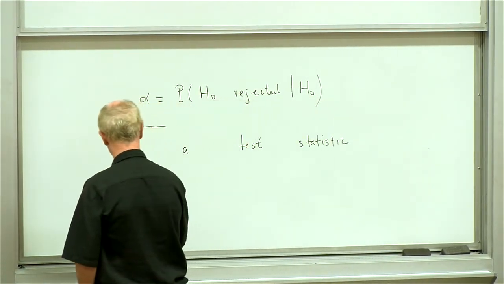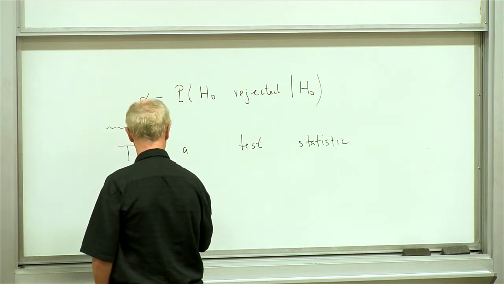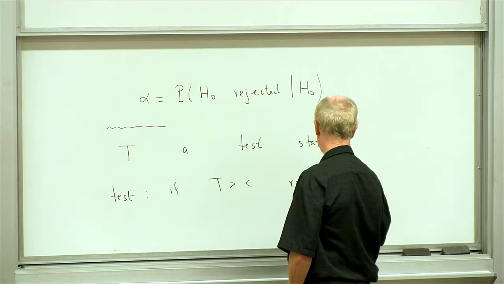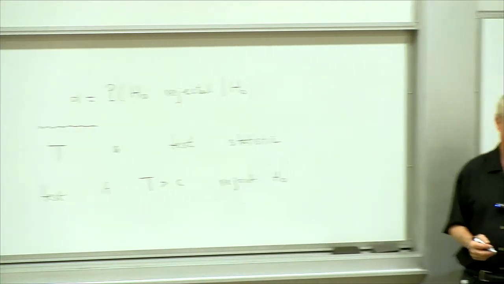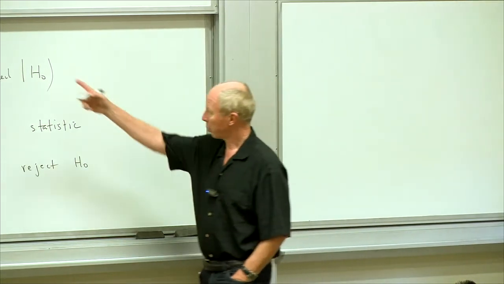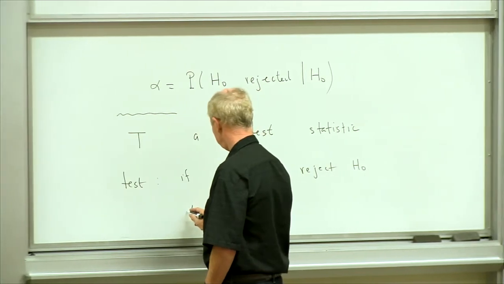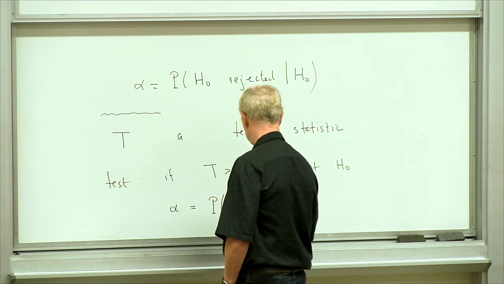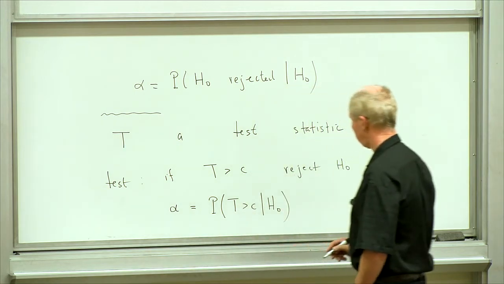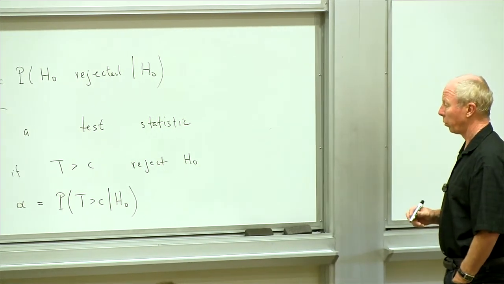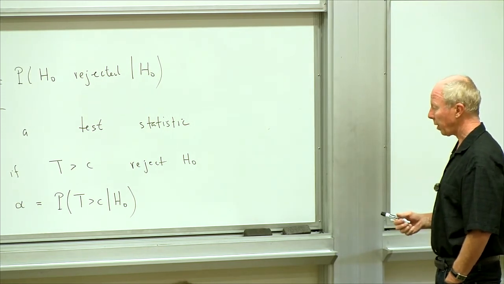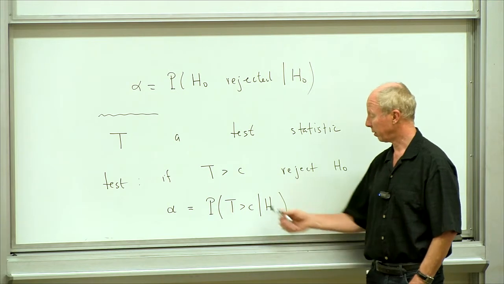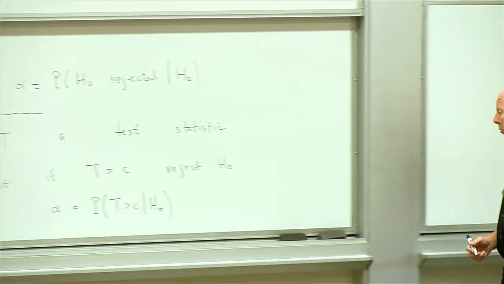And the test is: if T is bigger than C, reject H naught. So this probability up here would be, given alpha, you want to find C so that this probability is alpha. You know the null distribution typically. You know this test statistic. You know the distribution under the null distribution. So you can find this.